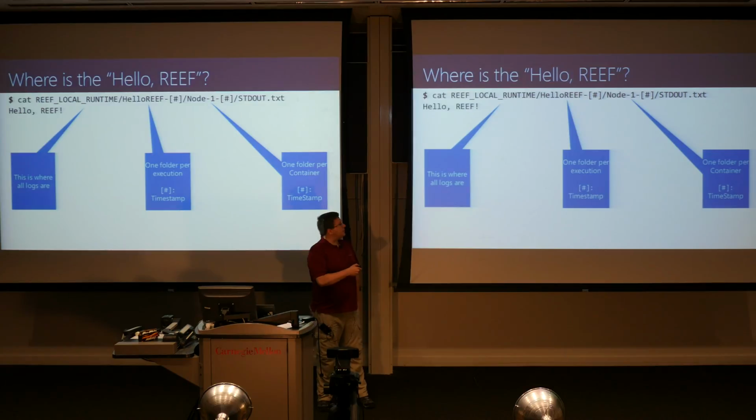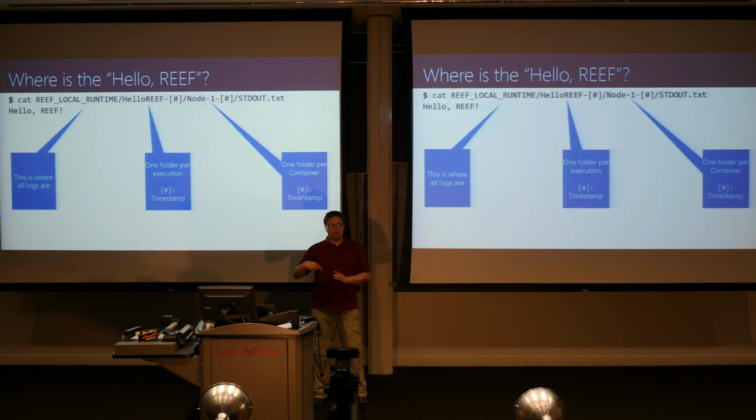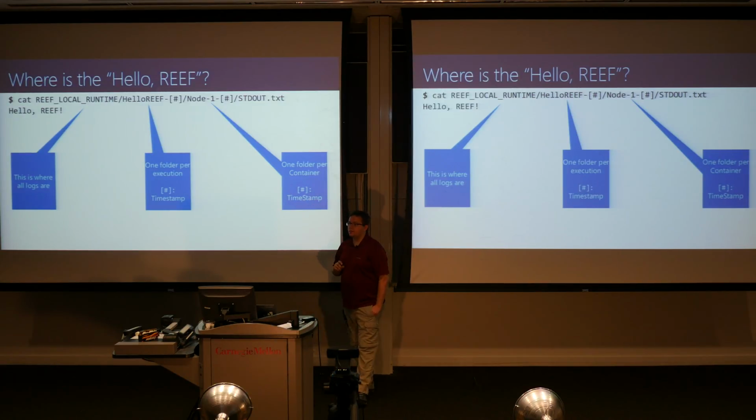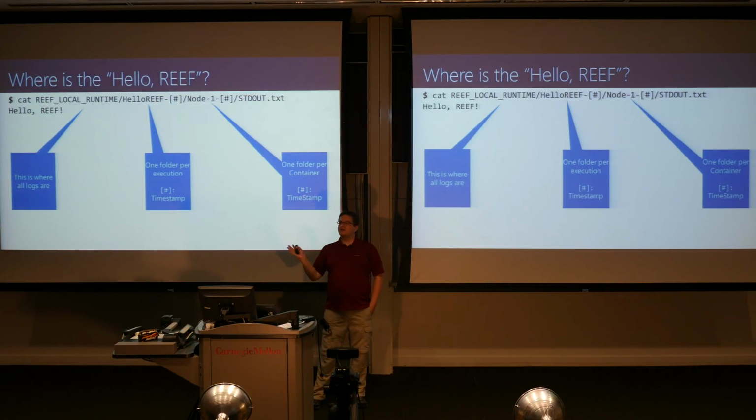And lastly, there is another folder per virtual container. Again, they are numbered. They are called node 1, node 2, node 3. And whenever you start one, they also get a timestamp as a folder name. It's a way for us to make things unique. And inside of that, you will find this file called standardout.txt. That's where all the things that were printed to standard out, like Hello Reef, will come out.